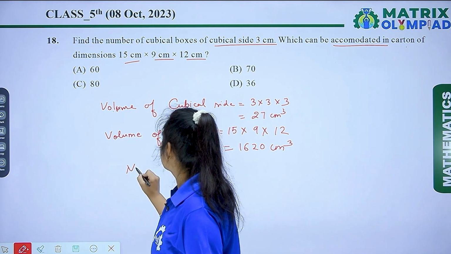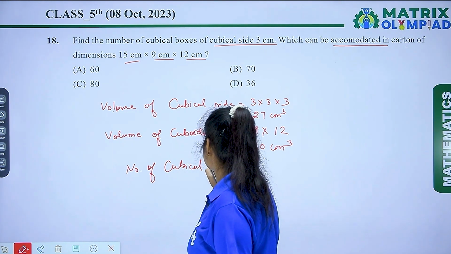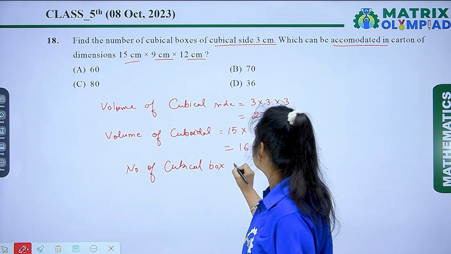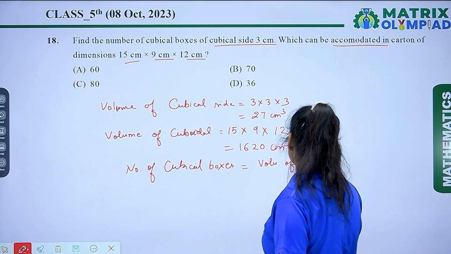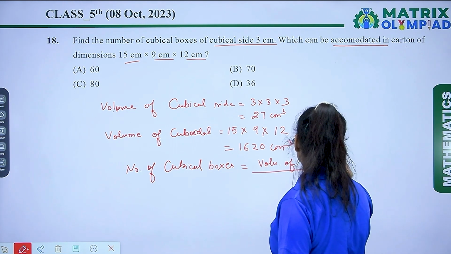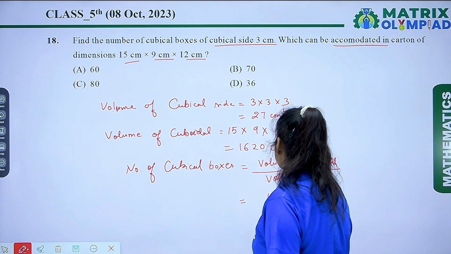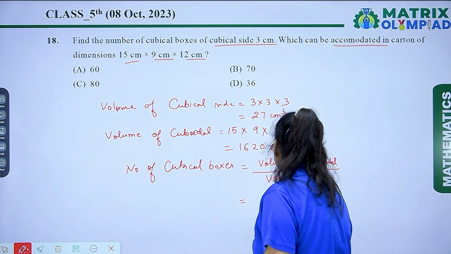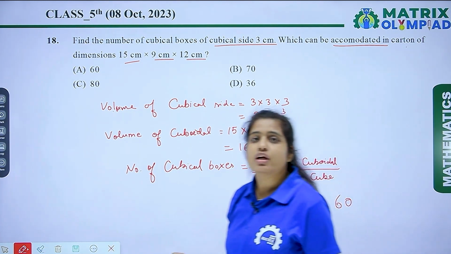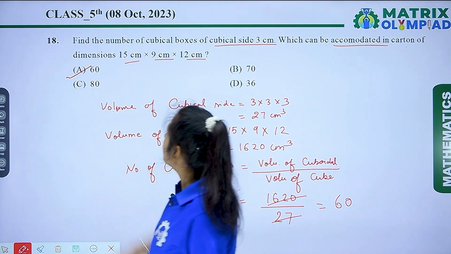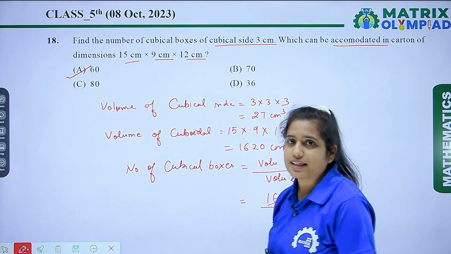Now to find out the number of cubical boxes, number of cubical boxes is equal to 1620 upon 27. After cancellation we will get 60. So here after the calculation we will get option A, that is 60. So total number of cubical boxes we required is 60.